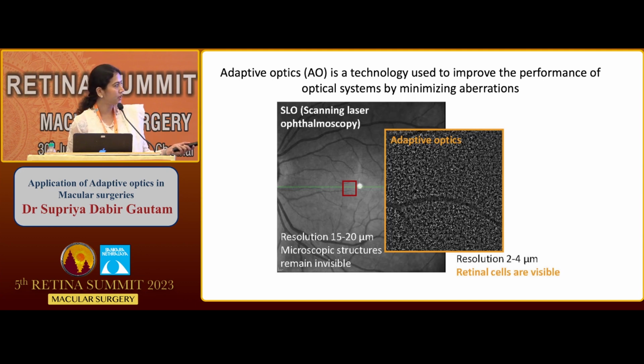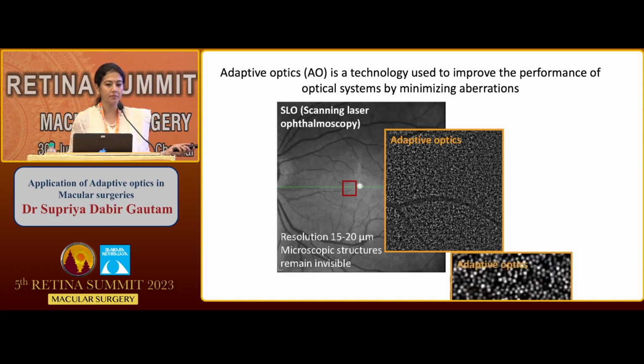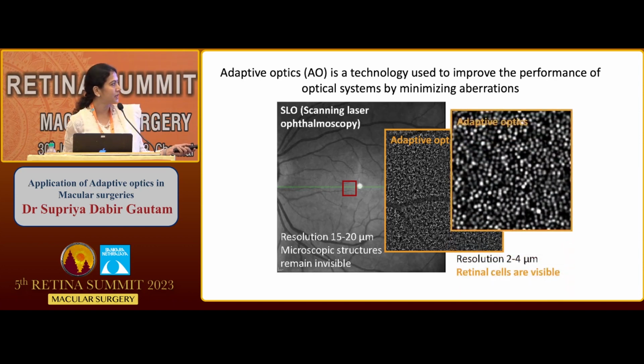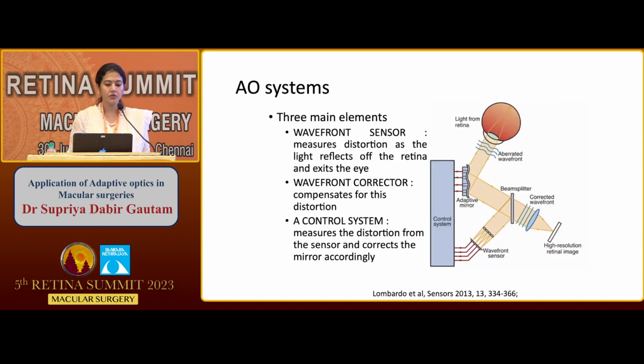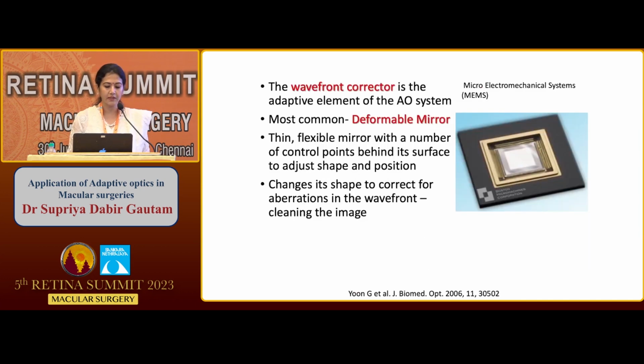If you compare this with SLO, which gives a resolution of about 15 to 20 microns, with adaptive optics you get images at a resolution of 2 to 4 microns, and you can see cells. It's almost near histology, where the retinal cells are visible individually. So what are the components of an adaptive optics system? You have a wavefront sensor which measures the distortion, a corrector which compensates for this, and a control system which helps to adapt these together.